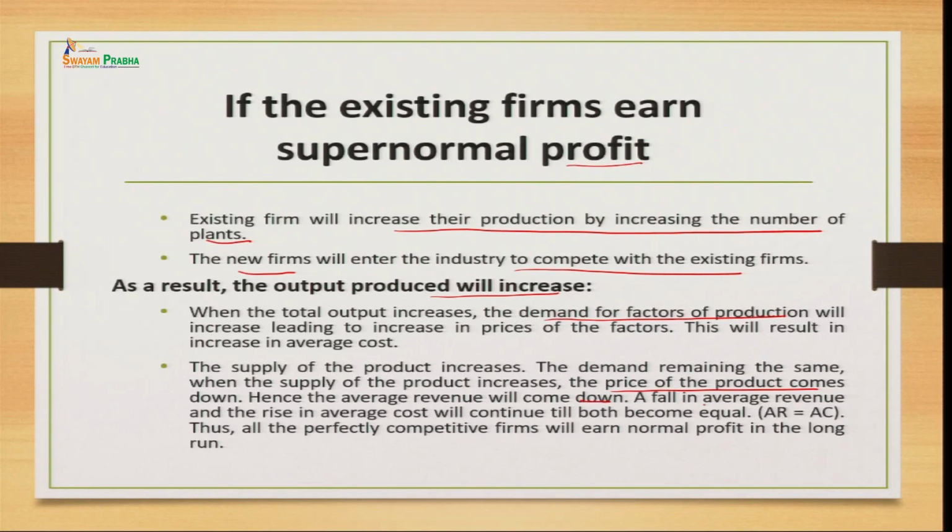So, a fall in the average revenue and a rise in the average cost will continue till they both become equal. This is how the firms operating in the long run will reach the point where their average revenue equals average cost, which explains that the firms operating in the long run will only earn normal profit. So, this happens when the firm is earning supernormal profit.